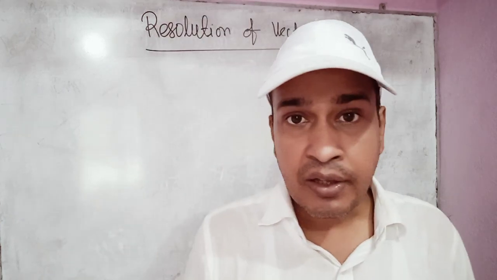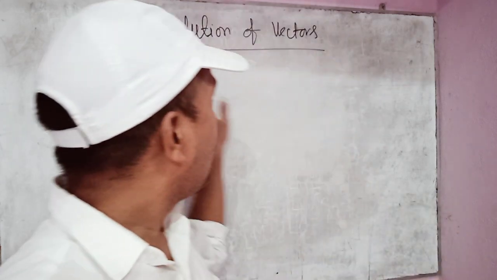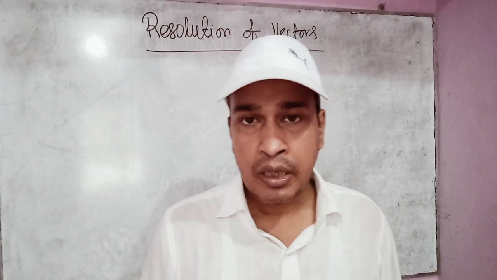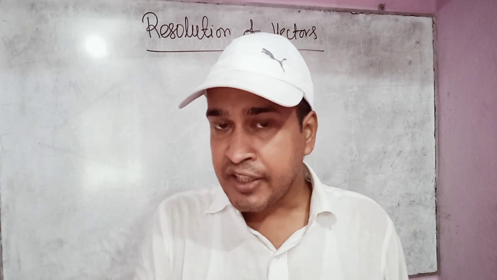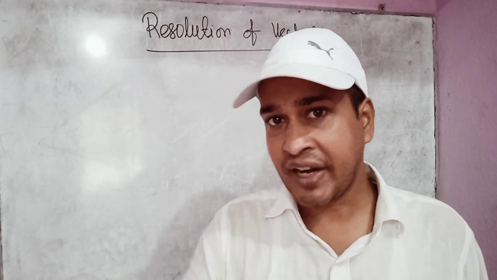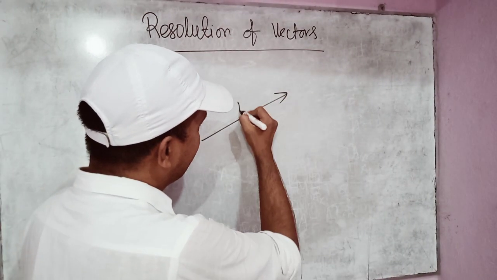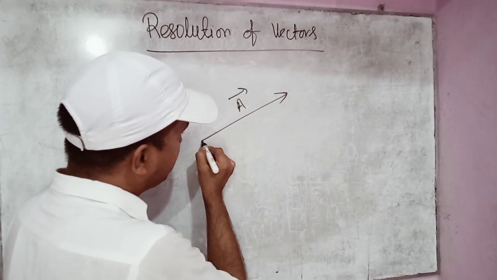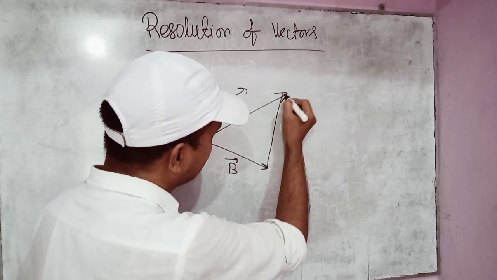In today's lecture, we will learn about resolution of vectors. What is resolution of vectors? Resolution of vectors means writing a vector in terms of two or more than two vectors. For example, let there be a vector A. We draw a vector B here and we draw a vector C here.